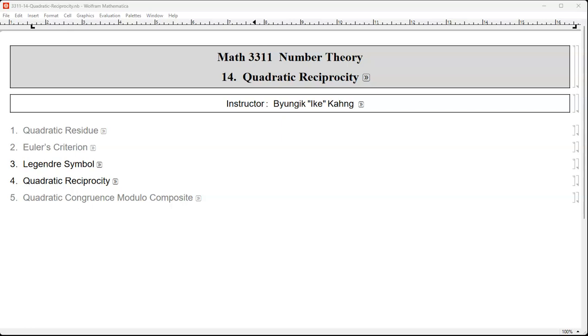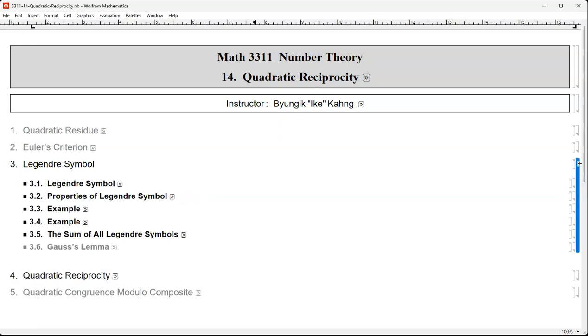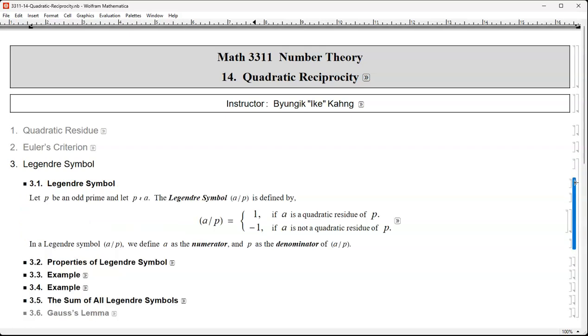Let's begin lesson 14, quadratic reciprocity. Lesson 14 is a continuation from lesson 13, quadratic residue. So we begin with section 3. By the way, I covered a part of section 3 in lesson 13 as optional topics. I think I left 2 videos there. If you went through those and if you feel comfortable, you can skip the first half of section 3, about 2 videos. Otherwise, let's begin.